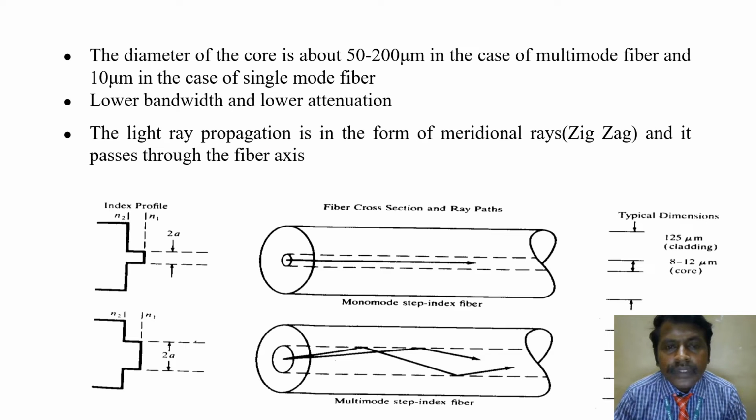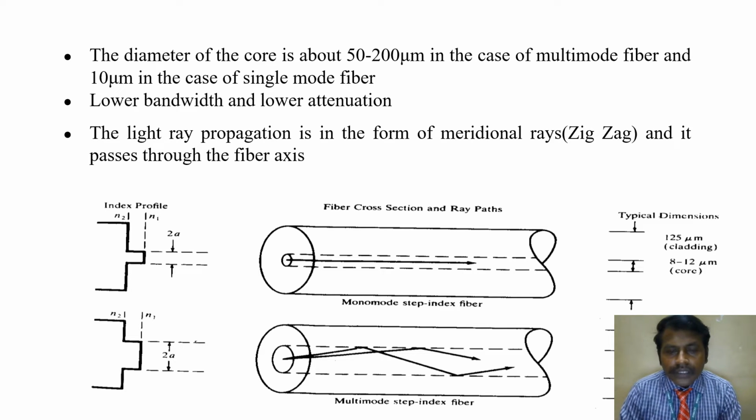The diameter of the core is about 50 to 200 micrometer in the case of multimode fiber, and 10 micrometer in the case of single mode fiber. So the single mode fiber core diameter is 10 micrometer, and for multimode fiber it is from 50 to 200 micrometer. The bandwidth is lower and the attenuation is higher. The light ray propagation is in the form of a meridional ray, that is a zigzag path, and it passes through the optical fiber along the axis.